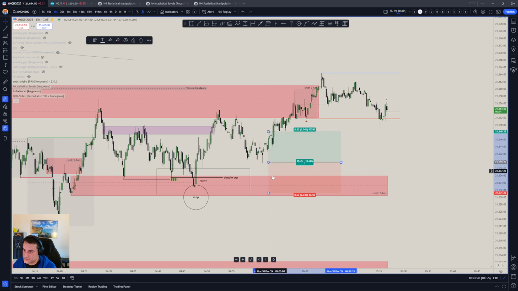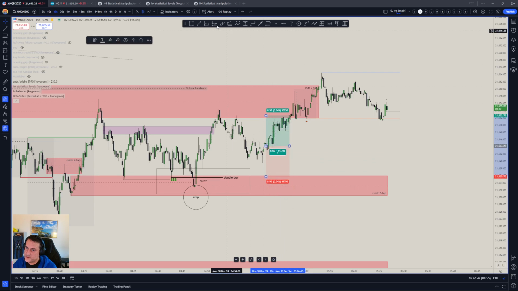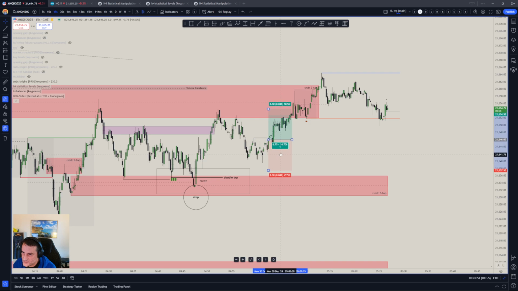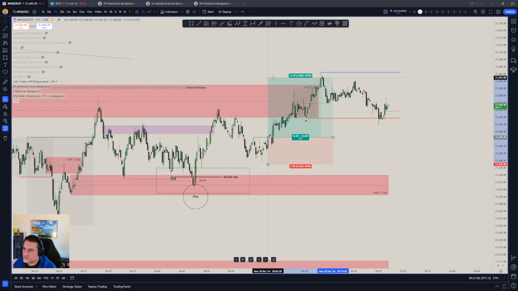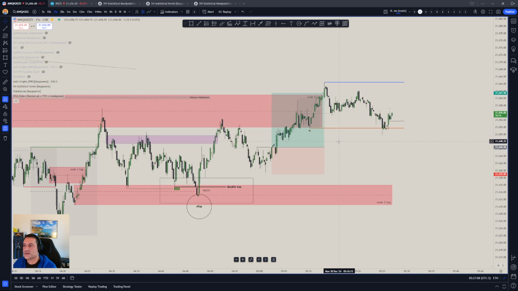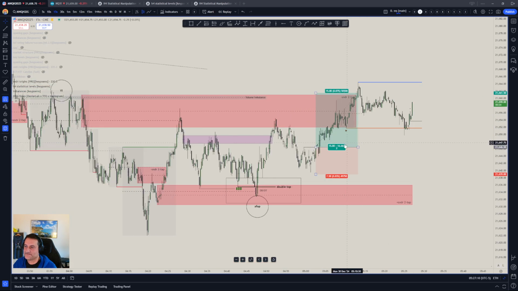So here, when we close above here, so I was waiting for a close. I actually put a stop buy that I canceled. A stop buy that I canceled here, and I wanted just to look for 2R, and I canceled it, and it went straight up.